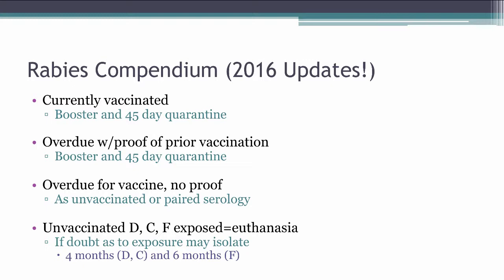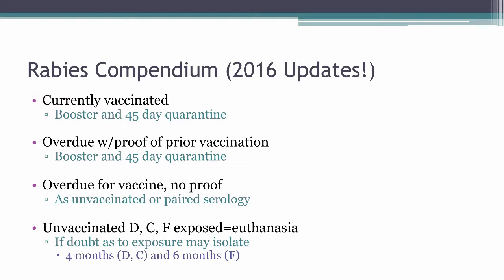Thanks for the question. So the compendium recognizes what an amazing vaccine the rabies vaccine is and says that even if they're overdue, you can treat them as current because they're going to respond to that booster, and 45-day quarantine is adequate. Again, state regulations may not have followed that yet, but that's something in your states that you may want to be discussing with your veterinary medical boards and maybe getting those regulations updated.